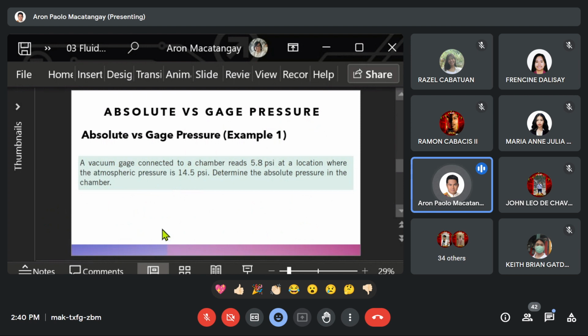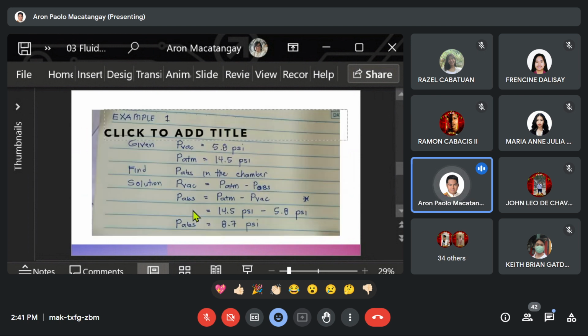Okay? So the keyword here is you have to know kung yung gauge pressure mo ba is i-add mo o isusubtract mo. Okay? So, pag i-add mo siya, the keyword is gauge lang siya. The keyword naman, pag isusubtract mo siya, is may word na vacuum. Like this, may vacuum gauge. So in this case, dahil a vacuum gauge daw, this is actually P vacuum. So you would have the idea na dapat ibabawas mo to sa P atmospheric. Okay? How do we solve this?